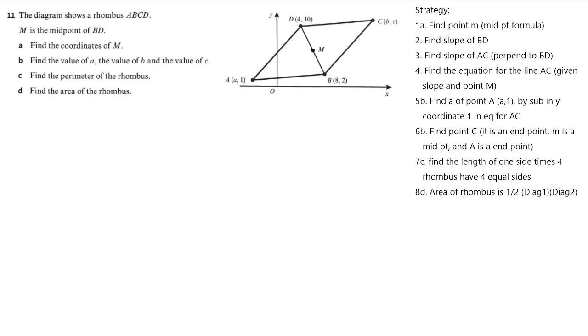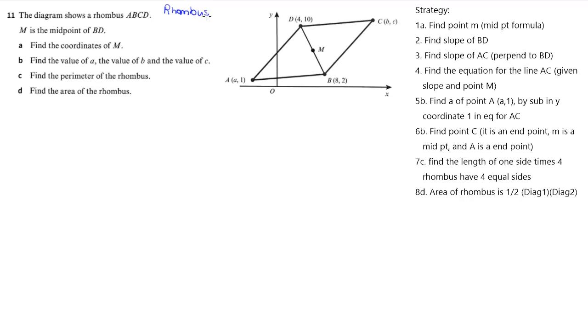All right, we got a rhombus, ABCD, and they want us to find a bunch of different things, starting with the coordinates of M, which is the midpoint. They also want us to find the value of a in coordinate A, b in coordinate B, and c in coordinate C, and then the perimeter and then the area.